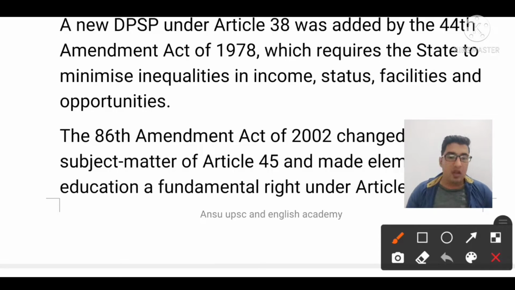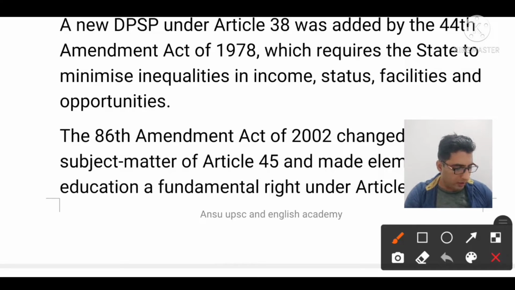But what is DPSP? Directive Principles of State Policy. I have already told you that it is a non-justiciable right, but if our conditions allow us to implement such DPSP, then our government can implement such things.